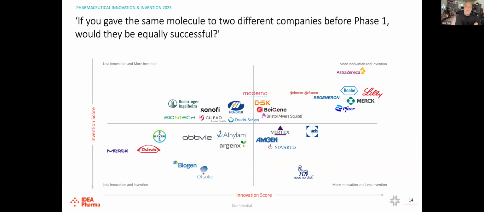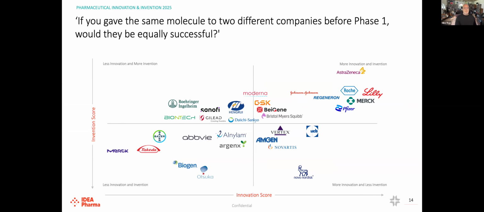So this was our index this year, and this is the answer to the question: if you gave the same molecule to two companies before phase one, would they be equally successful? And you can see the innovation score along the bottom and the invention score along the top. But the companies that do well, AstraZeneca, Lilly, Roche, Merck, and some surprises there, like Pfizer, Regeneron, J&J have been there for a long time.